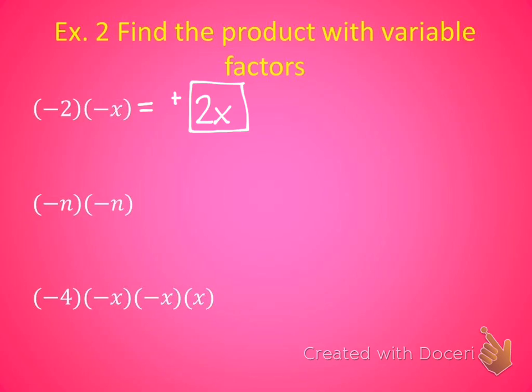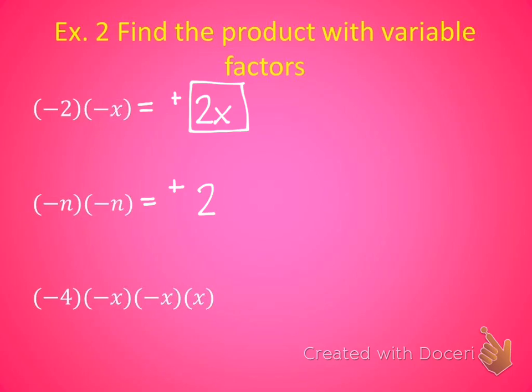But let's look at this next problem. How many negative signs do I have? 2. So what's my answer going to be, positive or negative? Positive. Now, I've got 2 letters this time, and they are the same variable. So how could I write this? Not 2n. That is a common mistake that people make. Look, our answer here was 2x. Does this look the exact same as that problem? No. So I know it can't be the same answer.